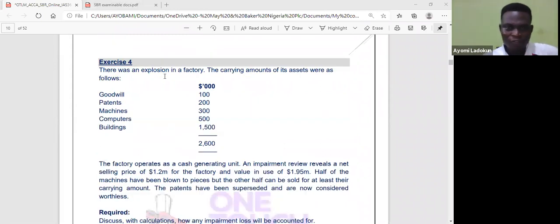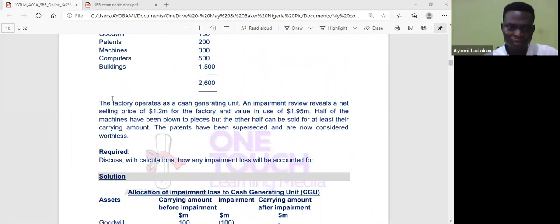Let's take a look at one more question. There was an explosion in a factory. The carrying amount of the assets was as follows. The factory operates as a cash generating unit. An impairment review reveals a net selling price of 1.2 million for the factory and a value in use of 1.95 million. Half of the machine has been blown to pieces, but the other half can be sold for at least that carrying amount. The patent has been superseded and is now considered worthless. Required: discuss the calculation and how the impairment loss should be accounted for.